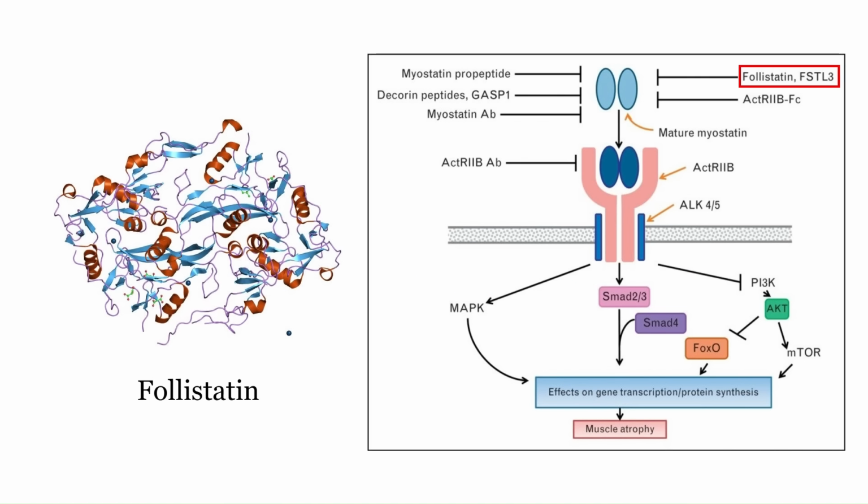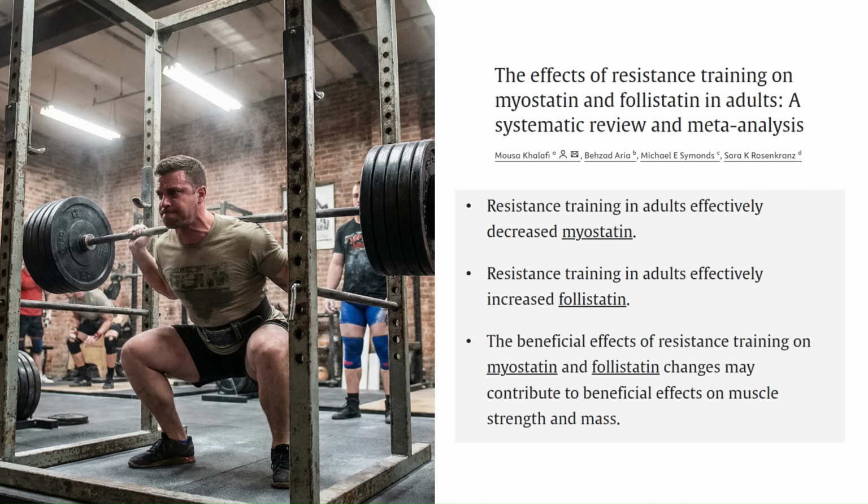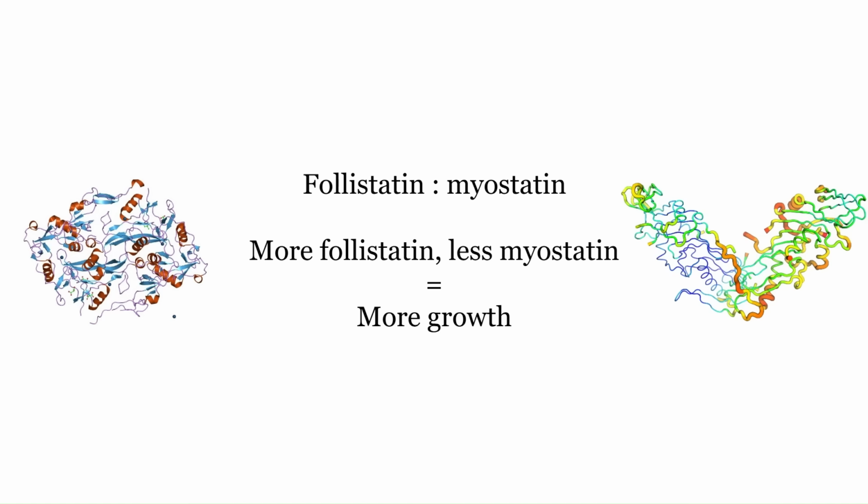Those are follistatin, which neutralizes myostatin, preventing it from activating the activin receptor, and follistatin increases with exercise, especially resistance exercise. A higher follistatin to myostatin ratio generally correlates with more hypertrophy. So you want more follistatin and less myostatin.